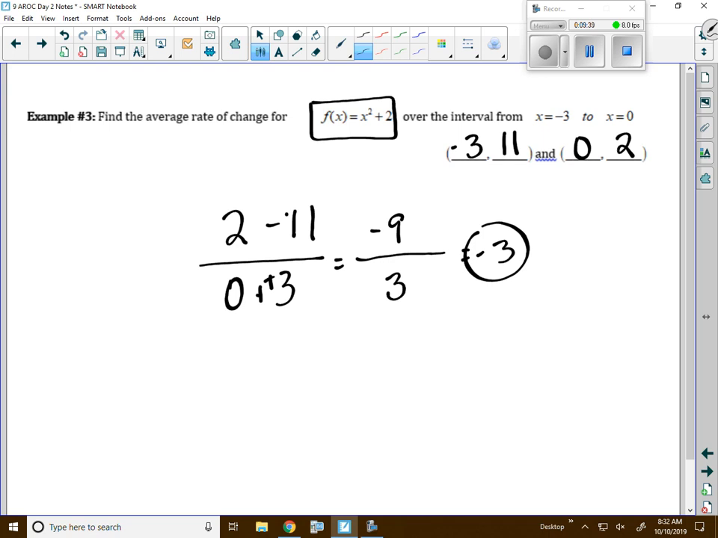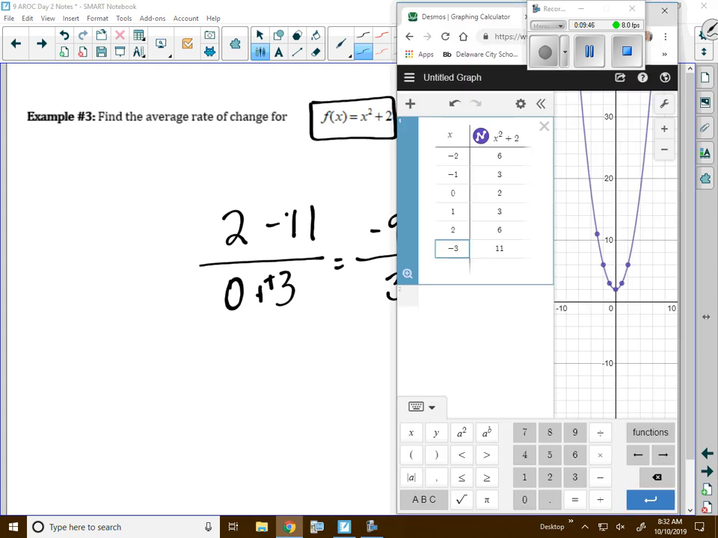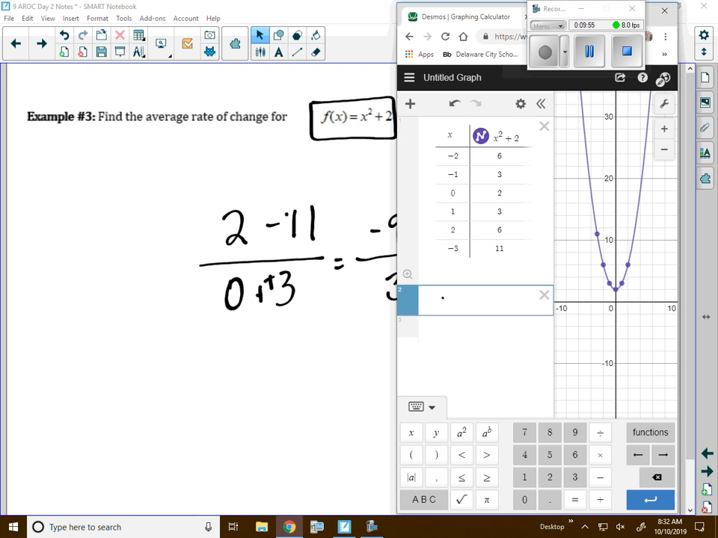It's not a straight line. How do you know it's not a straight line? The exponent. Okay, so let's go back to Desmos. Look at that graph. It's not a straight line. But if I look at what was our last one? Y equals 3x plus 5.